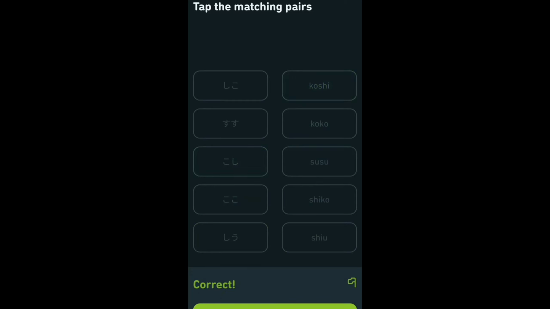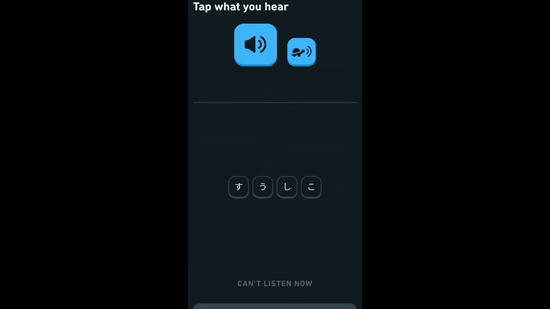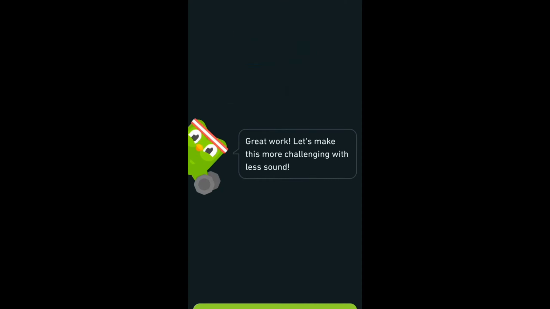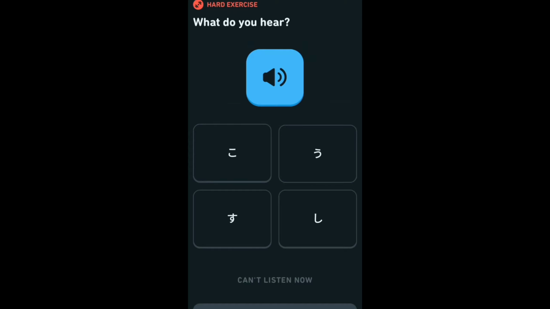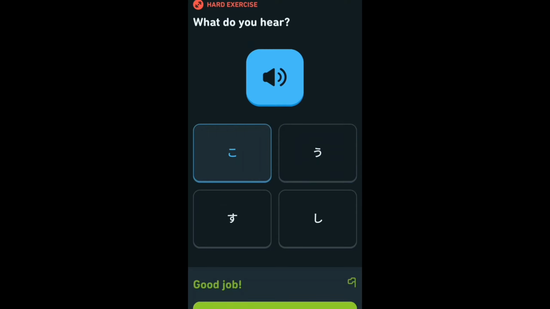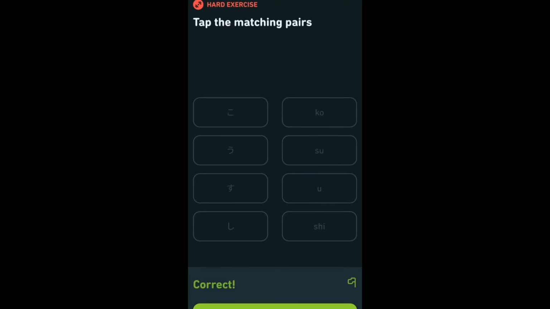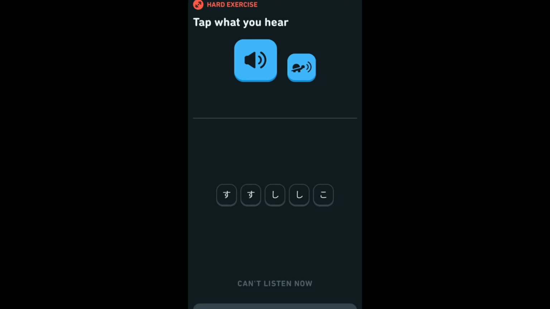The third one. Okay. Now, what is the letter for ushi? What is cow? How do you write cow in Japanese? Ushi. So waist. So now, first one, ko. Second one, third one, and fourth one. Now, please write susu.